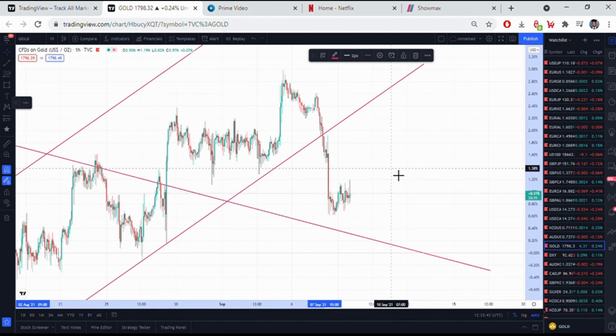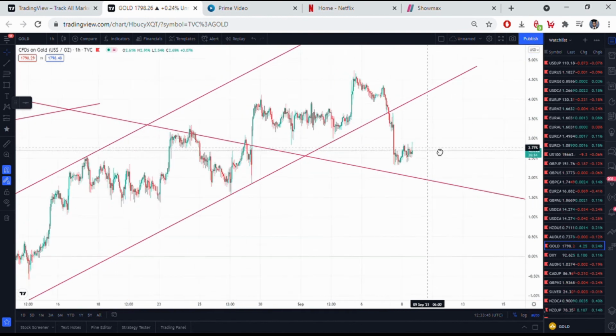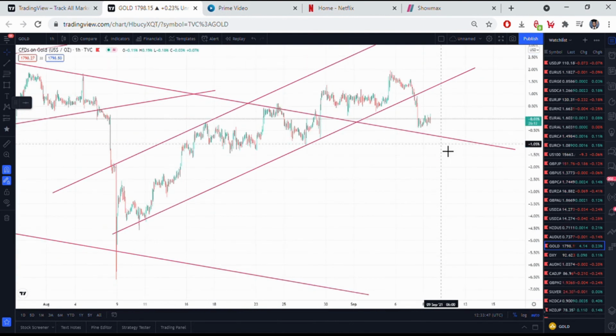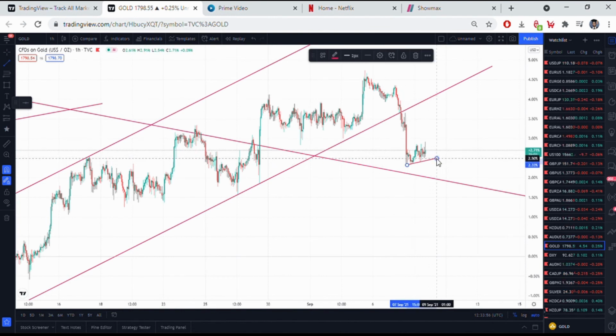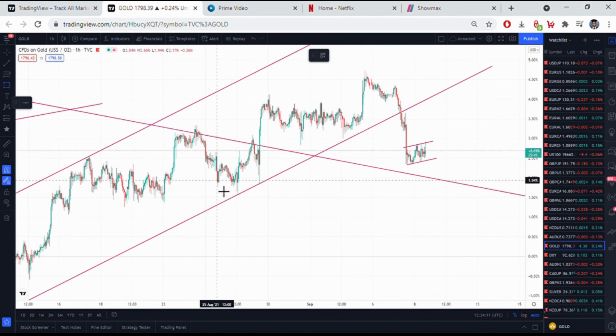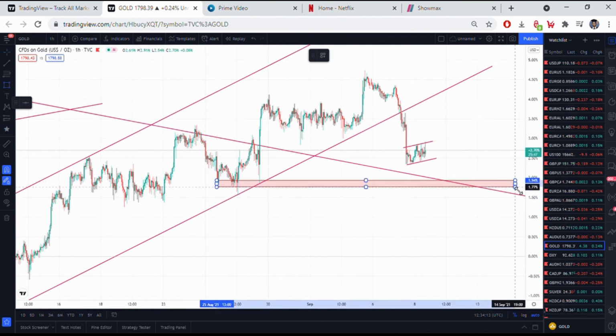Now at this point here, there are two possibilities. This market may go back into the channel. And why? Because there's a consolidation here. The market pushed to the downside and is consolidating. It might go back into the channel, or it might respect this significant level here.